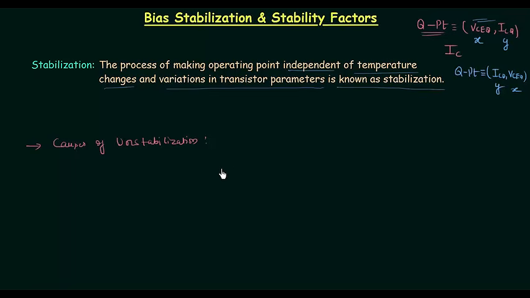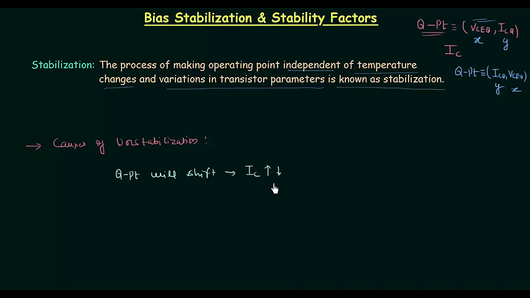As I have already told you, the change in operating point is because of change in the collector current. After setting the operating point, it must not change, and the transistor is said to be unstabilized if the operating point changes. So what are the reasons for the change in operating point that we have to discuss in this subtopic? The operating point will change or shift when the collector current IC increases or decreases.